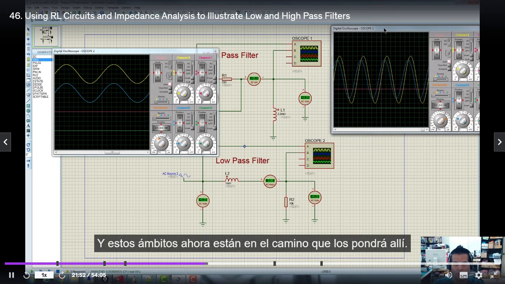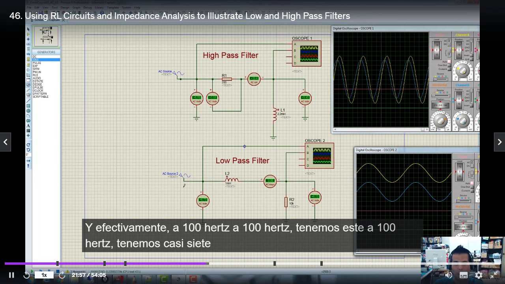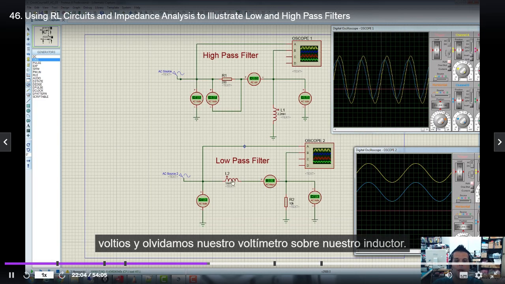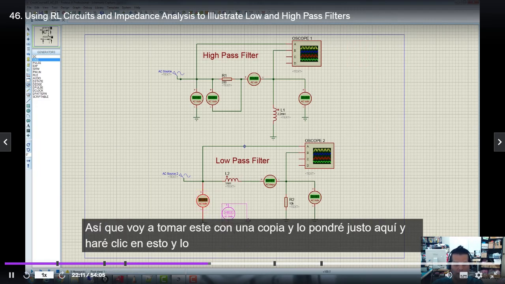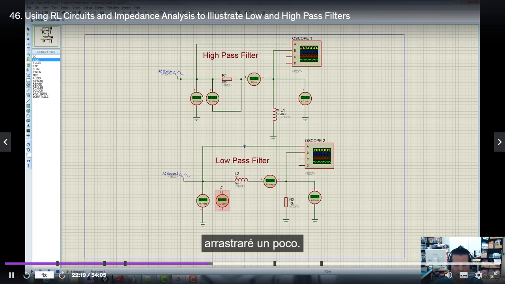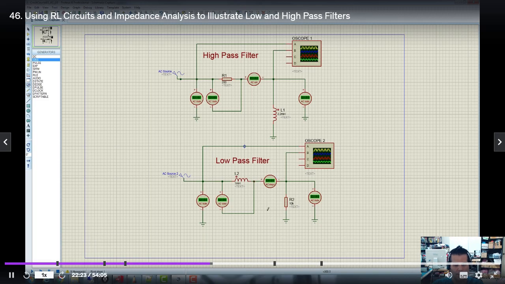All right, and these scopes are now in the way, but we'll put them right there. And sure enough, at 100 hertz, we've got almost 7 volts on this one. Oh, and we forgot our voltmeter over our inductor. Let's get that. I'm just going to grab this one, copy it, put it right about here, and click and drag it a little bit. And remember, we need an AC voltmeter here. Okay, Control S, good. Now let's rerun it.